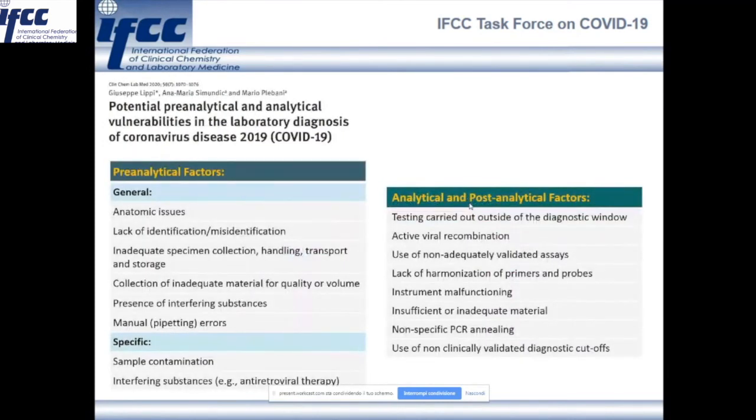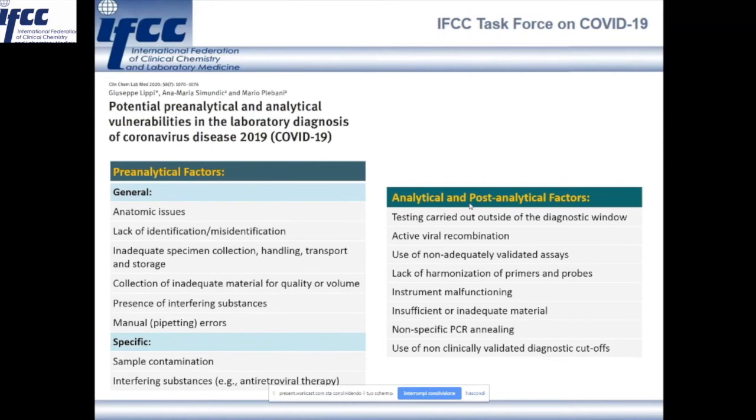It is also important to mention here that many pre-analytical and analytical factors may have an impact on the diagnostic sensitivity of molecular testing, which include, for example, identification errors, inadequate procedures used for specimen collection, handling, transport, and storage, collection of inadequate material for quality or volume, presence of interfering substances, manual errors, specimen contamination, or even the presence of interfering substances such as antiretroviral therapy.